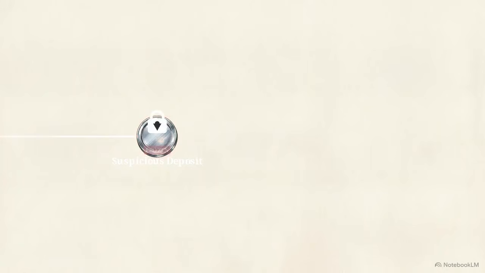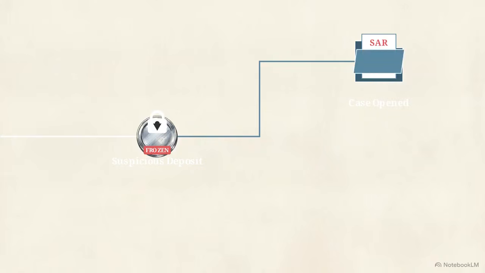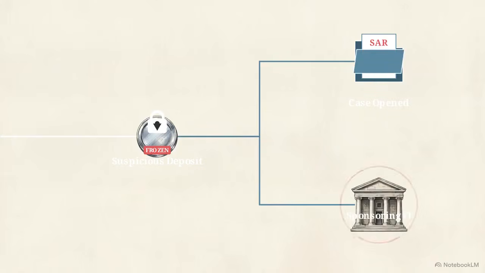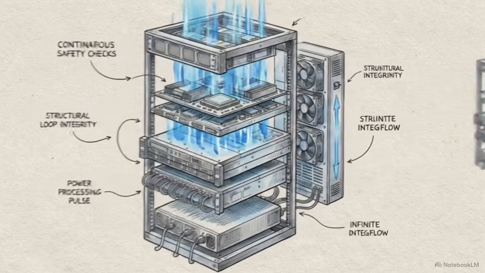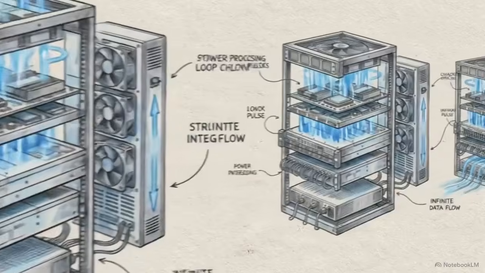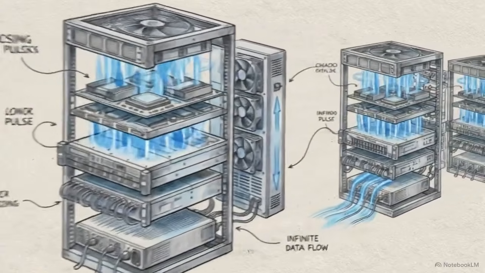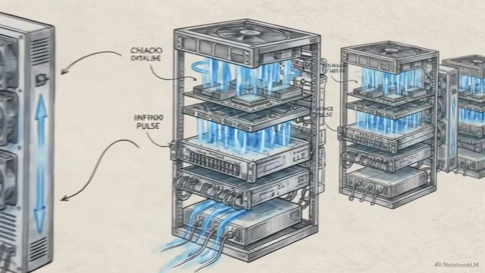The system places a padlock on the transaction, freezing the funds. It then automatically opens a case, files a report, and uses a direct messaging line to alert the bank. Because this security loop is built into the protocol, these safety checks happen every second of every day, not just when a user first joins.